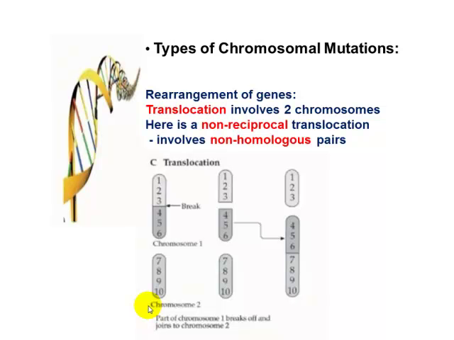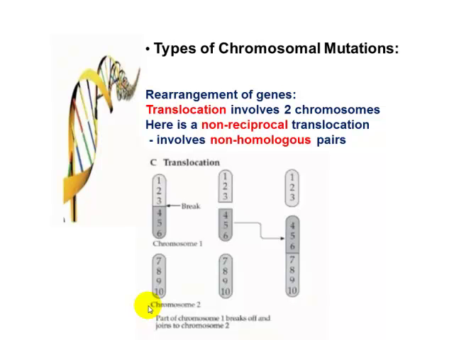Now, another type of big gene mutation is translocation. So you can have two types of translocation. One type is that one chromosome will donate one piece to another chromosome. So this is called non-reciprocal translocation.